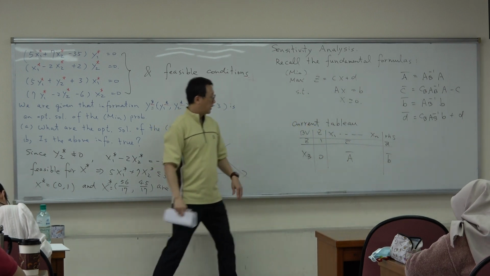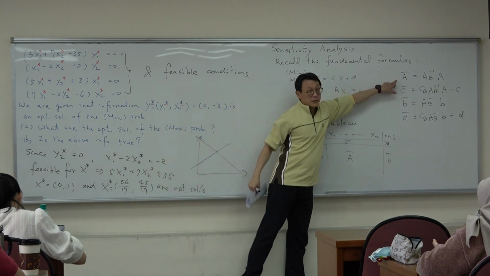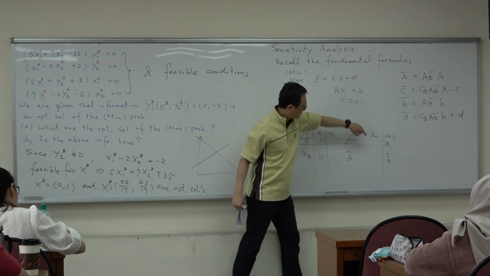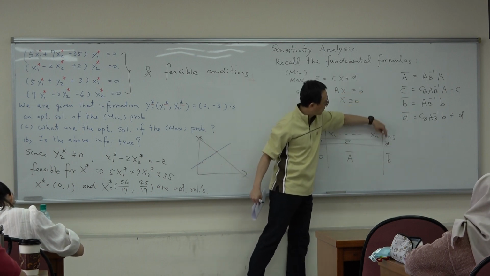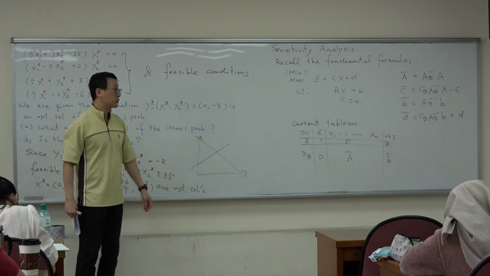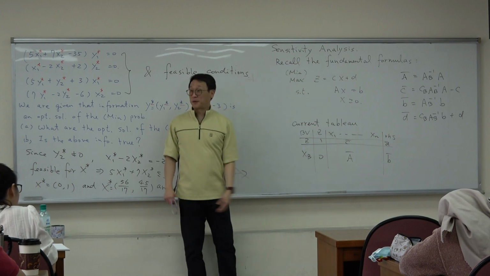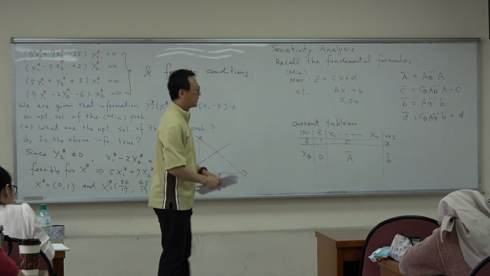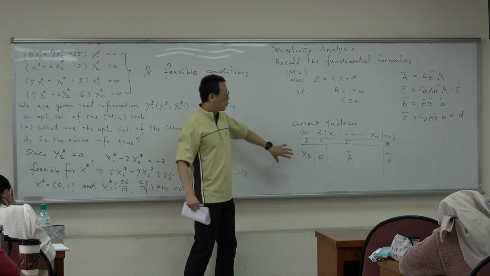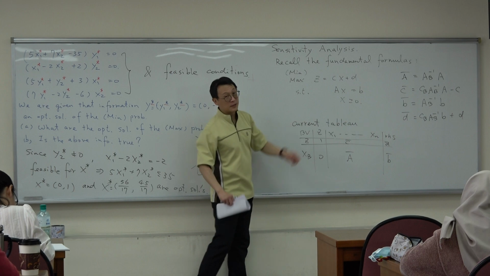So from the table, I can find A bar by this equation. You can find C bar by this equation, B bar by this equation, and D bar by this equation. That's what we already know. So that's why I said recall. That's from our previous discussions. Okay? And right now, we want to utilize what we already know to talk about sensitivity analysis.